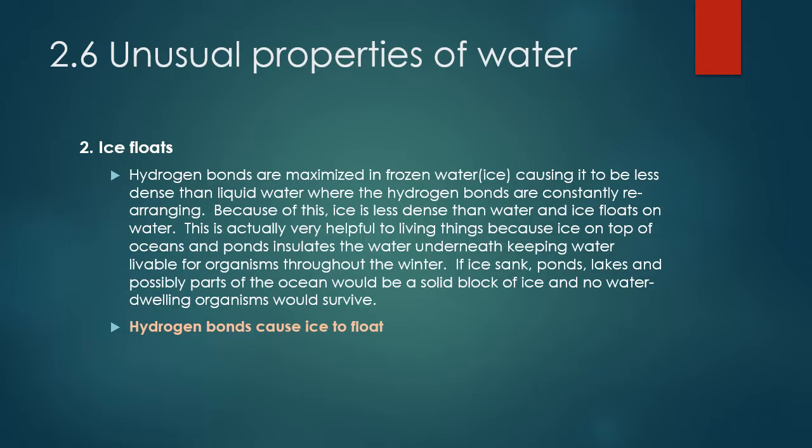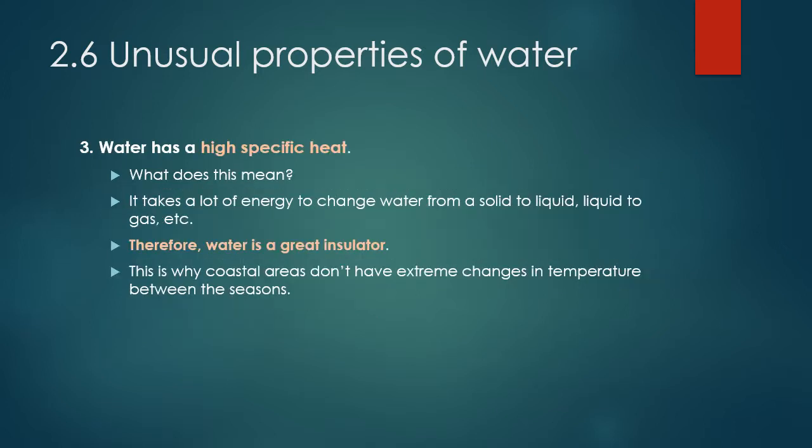If ice were to sink, on the other hand, if water when it froze became denser or stayed the same density and ice could sink, then ponds, lakes, and possibly parts of the ocean would just become a solid block of ice and no water-dwelling organisms would be able to survive there. So hydrogen bonds, again, cause ice to float, super important to life in the water.